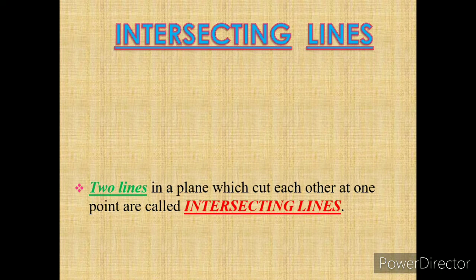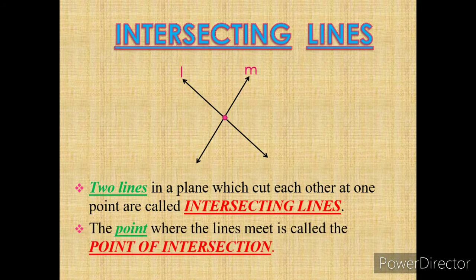Let me show you geometrically. Suppose I am having this line named L, इसका नाम है L, and another line named M. So these two lines, you can see that these two lines are cutting each other at one point, right? So they are your intersecting lines, and the point where the lines meet is known as your point of intersection. वो point जहाँ पे ये lines एक दूसरे को मिलती हैं वो आपका point of intersection होगा. So in this geometrical presentation, this is your point of intersection.